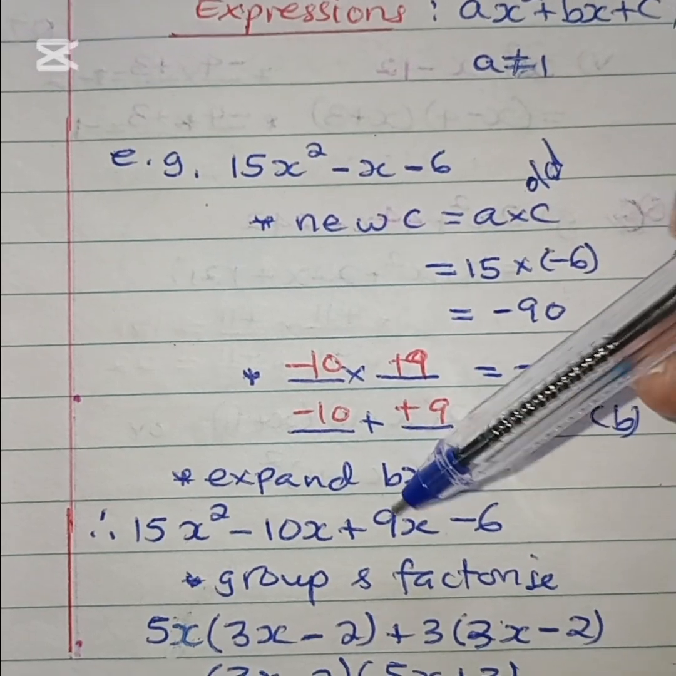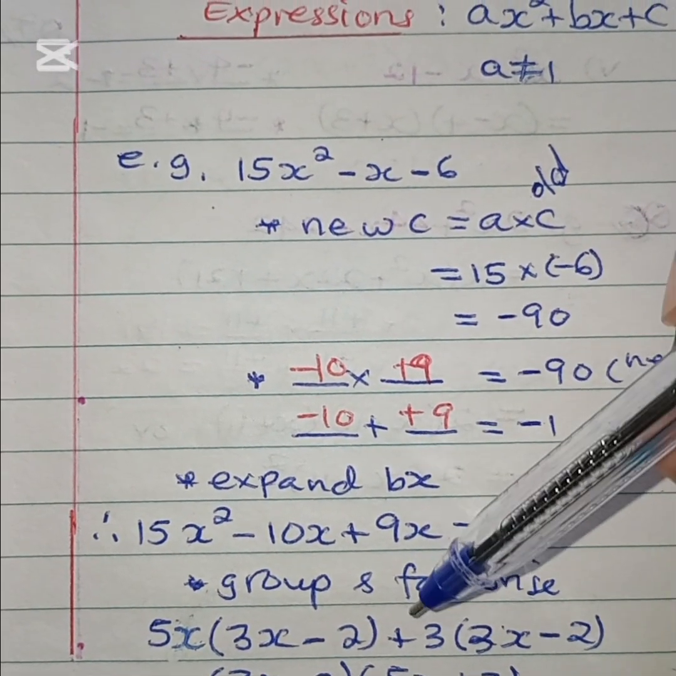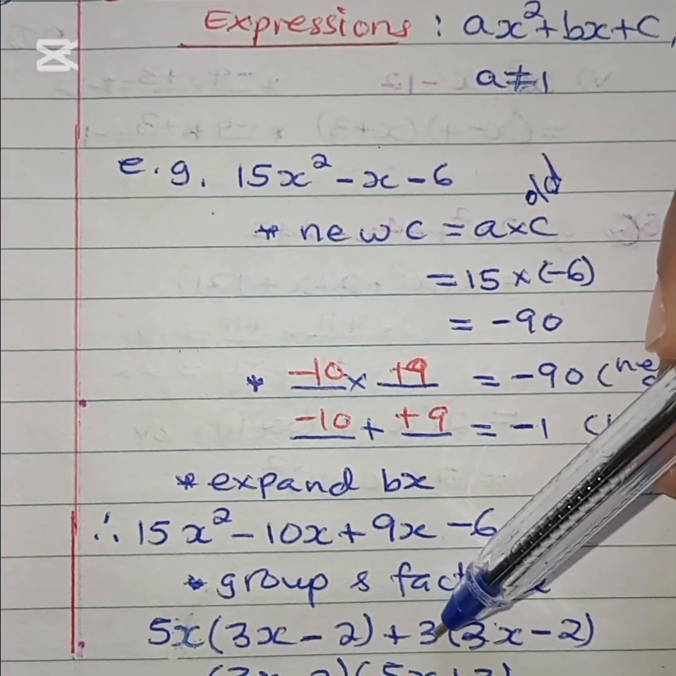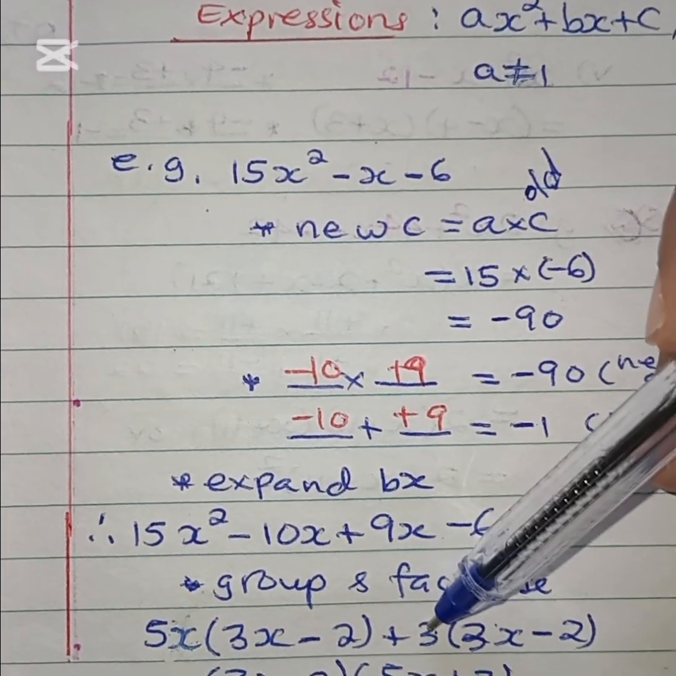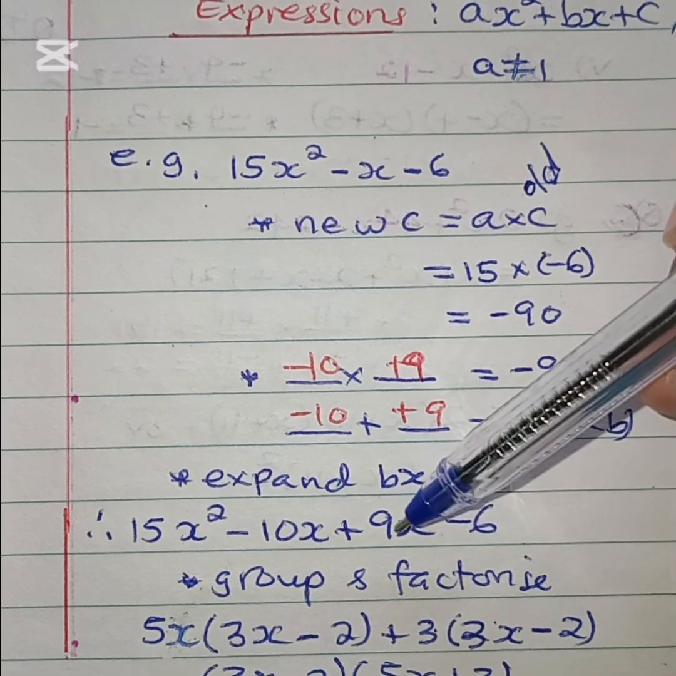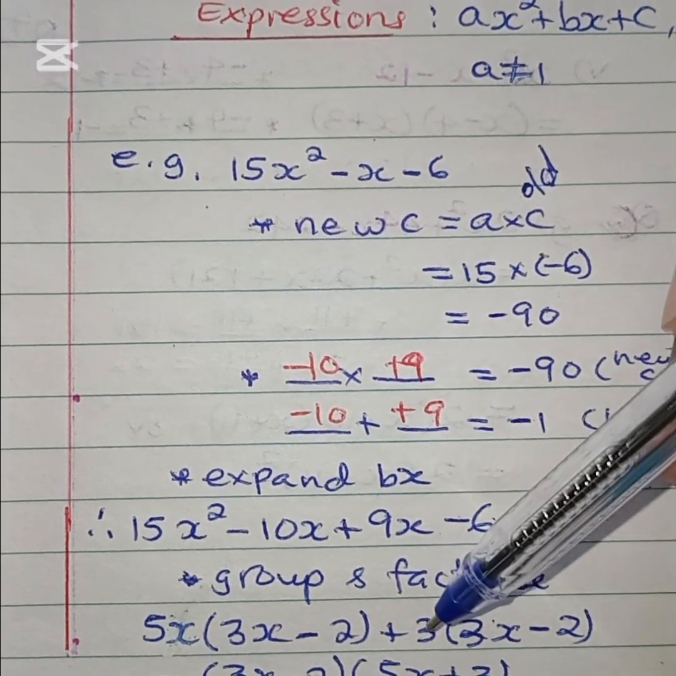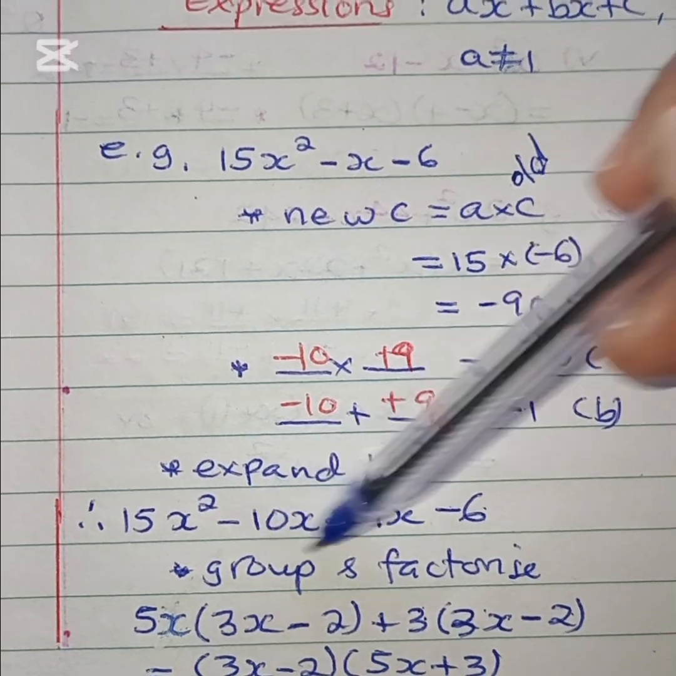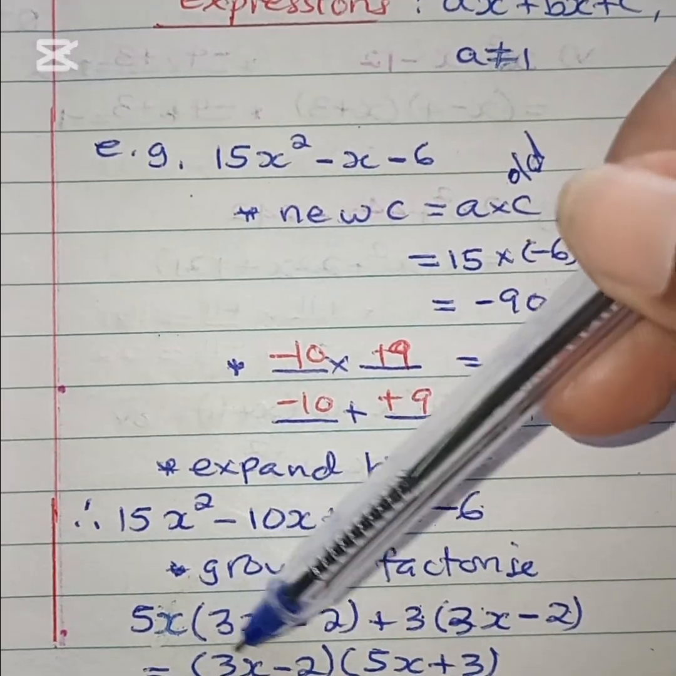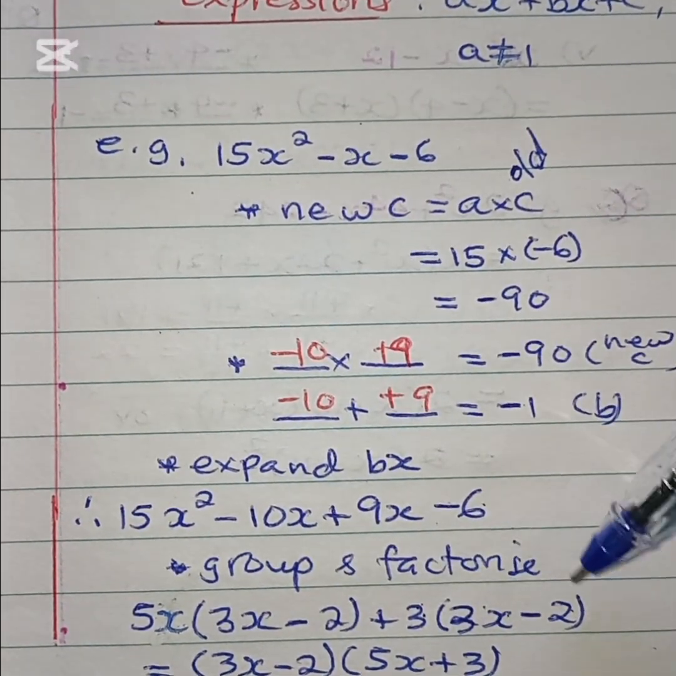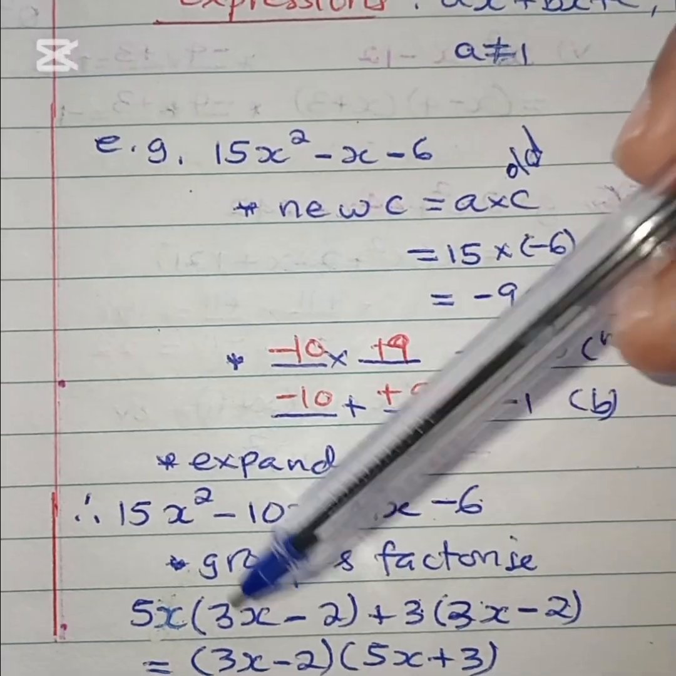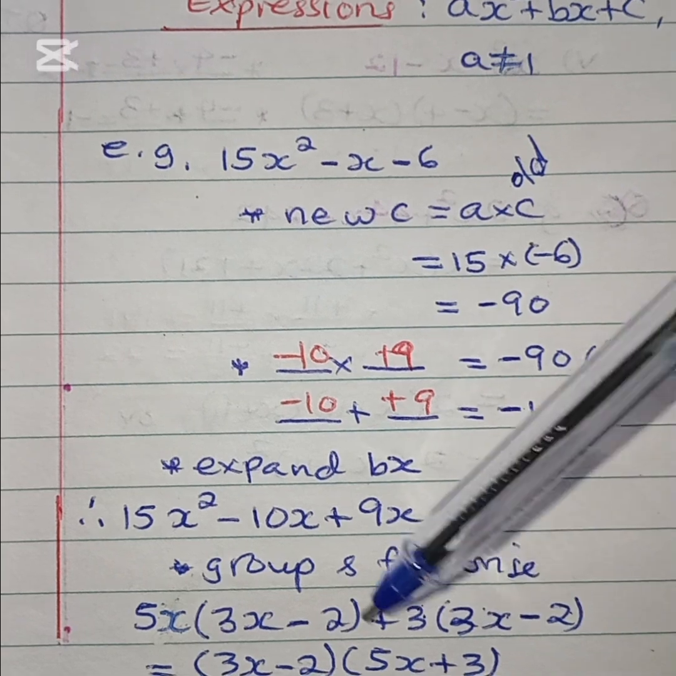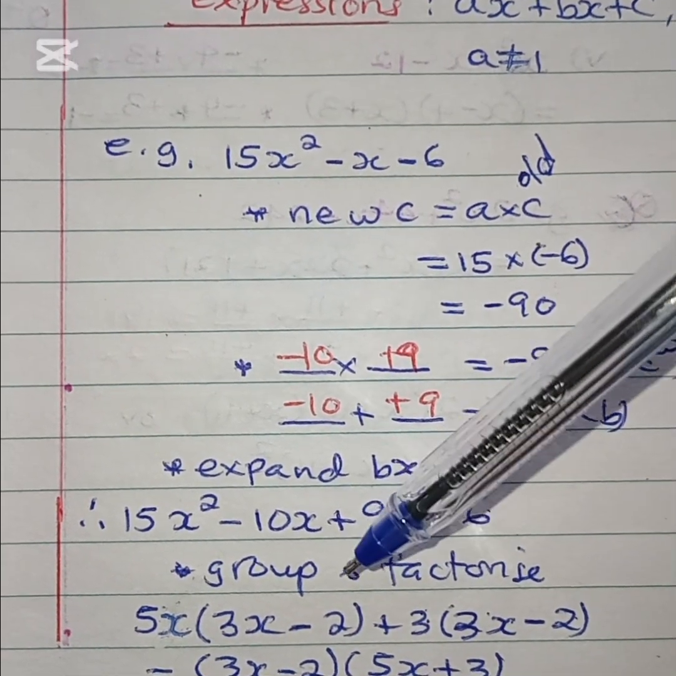The common factor for 9 and negative 6 is positive 3. 9x divided by 3 gives 3x, and negative 6 divided by 3 gives negative 2. Take note, when you group and factorize, the factors in the brackets must be the same: 3x minus 2, 3x minus 2. If they end up different, then something is wrong.